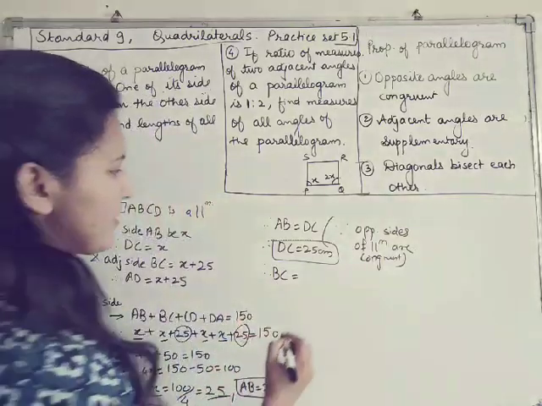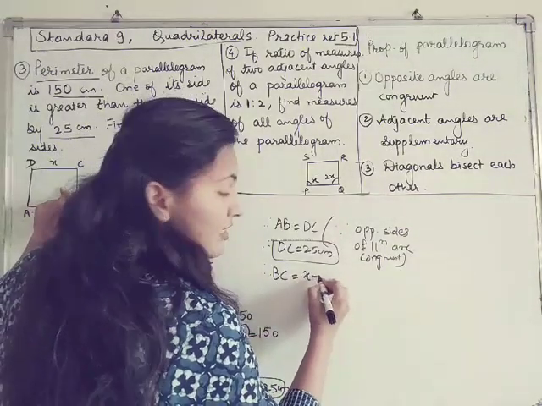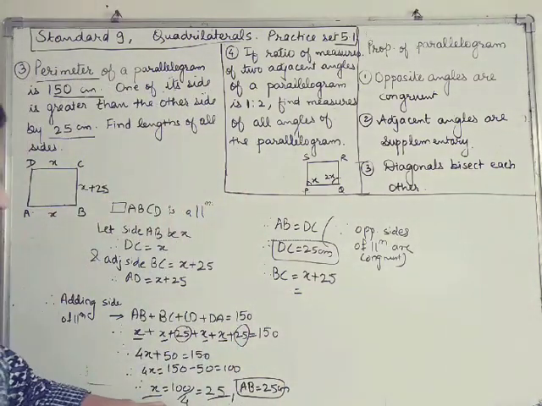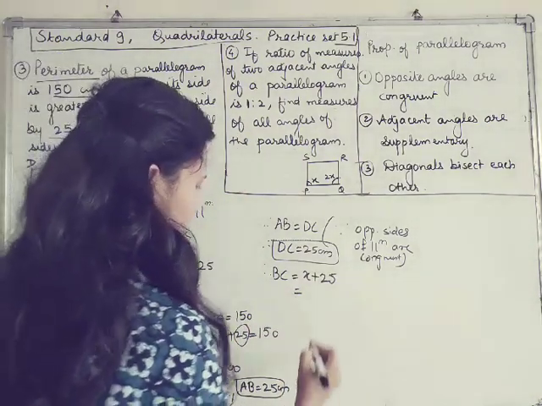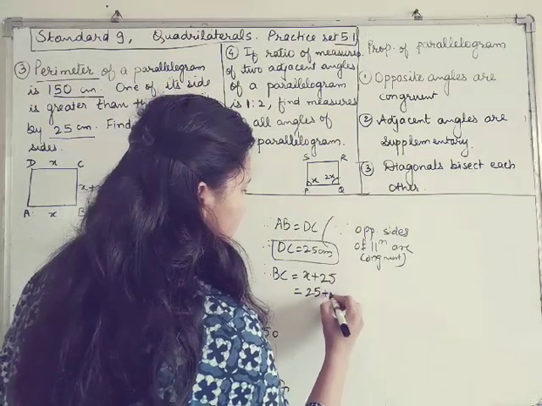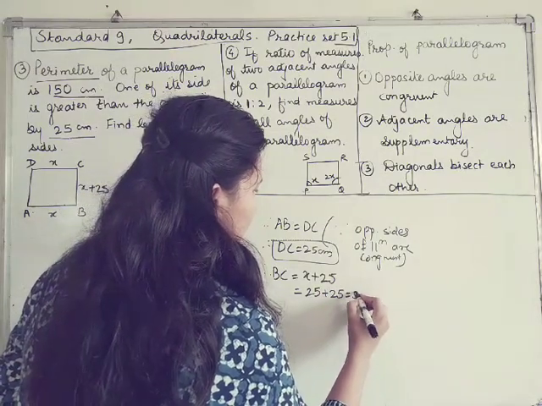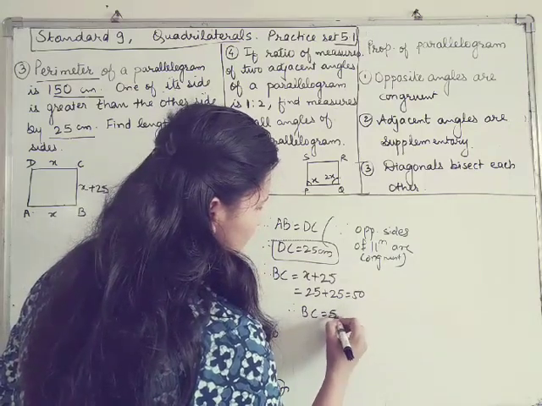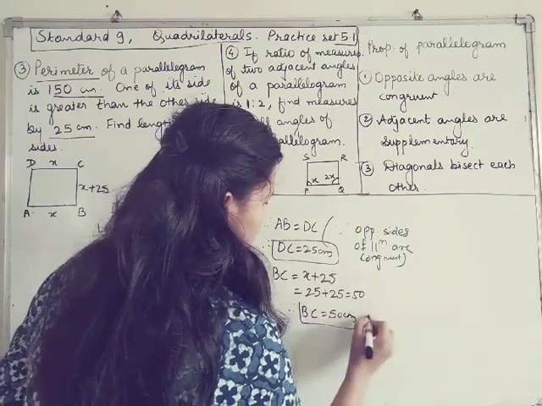BC is x plus 25. What is the value of x? X is 25. So 25 plus 25 is 50. Therefore, BC is equal to 50 centimeter.